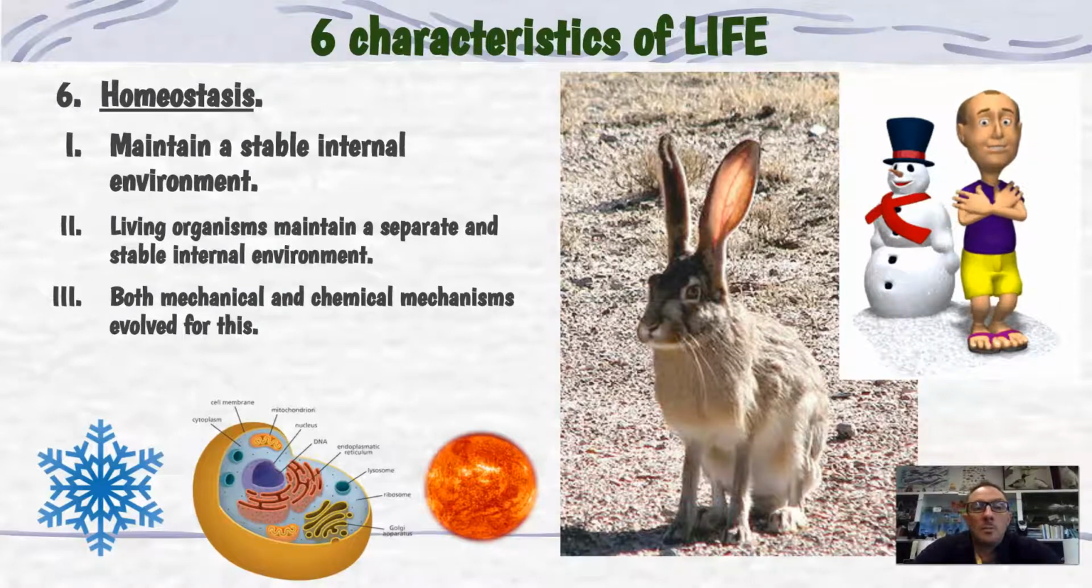Homeo or homo means same, and stasis means state. The same state, the same condition. Your cells want to stay the same on the inside. They don't want to get too hot. They don't want to get too cold. They want to be right down the middle. They want to have a stable internal environment.